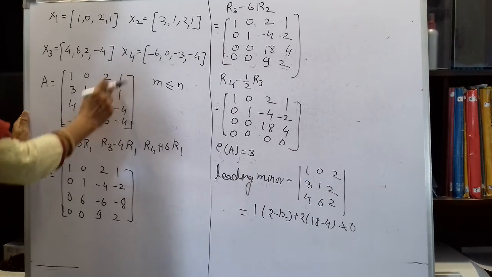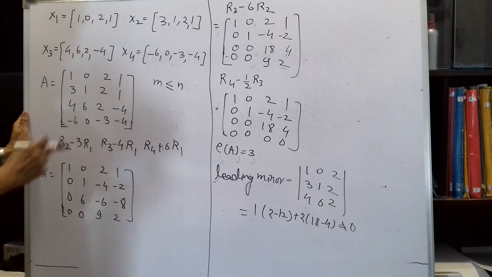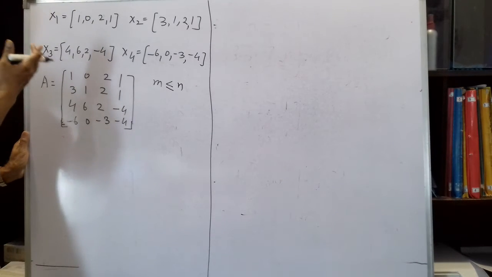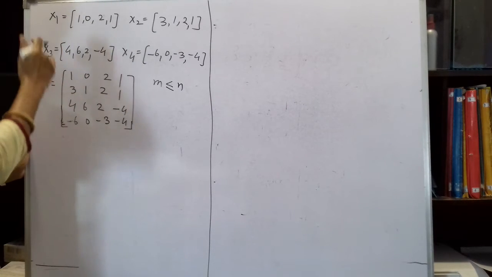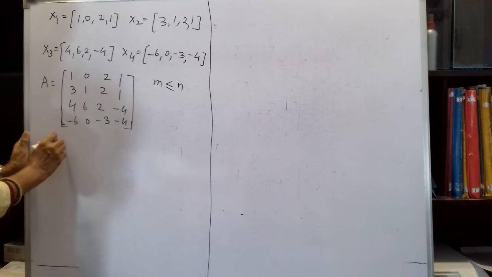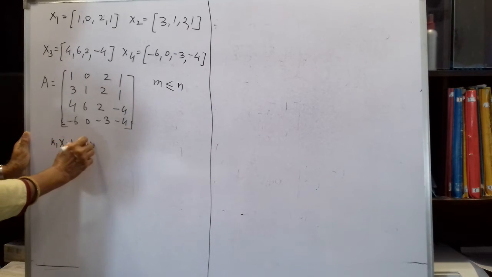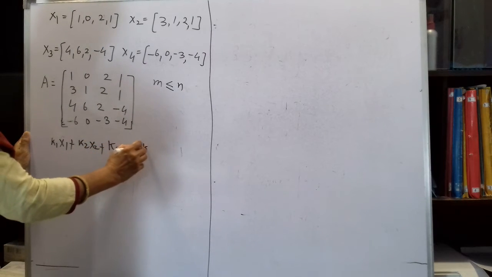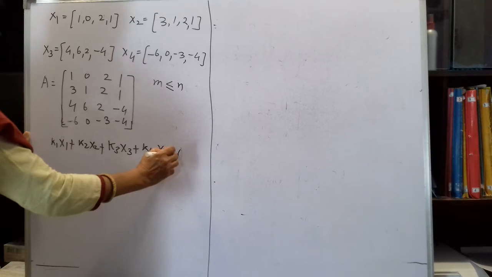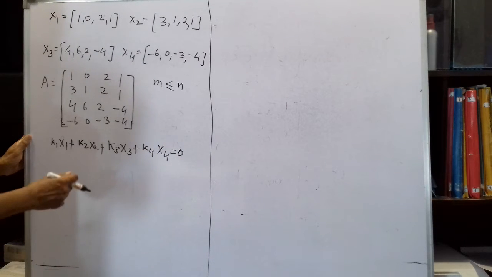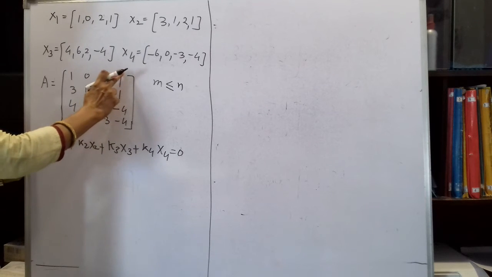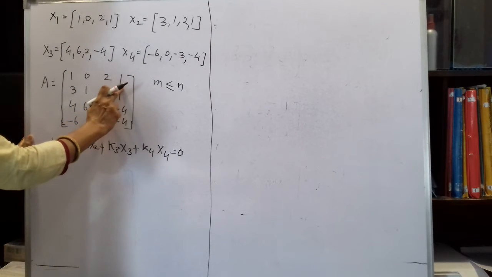the cofactors of the last column of A will give the values of K1, K2, K3, K4. So now we have to find K1, K2, K3, K4. Suppose K1 x1 plus K2 x2 plus K3 x3 plus K4 x4 is equal to 0 is a relation, and we have to find K1, K2, K3, K4 for this relation. As I told you, K1 is the cofactor of this one.